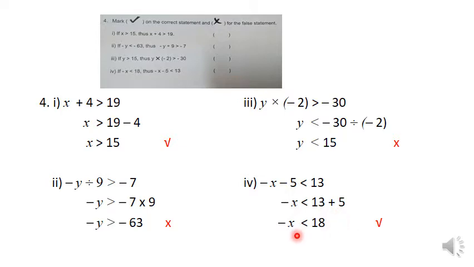Negative x is less than 18. Is it same with the given statement? Yeah, negative x is less than 18. Same. So this statement is correct. So you tick.